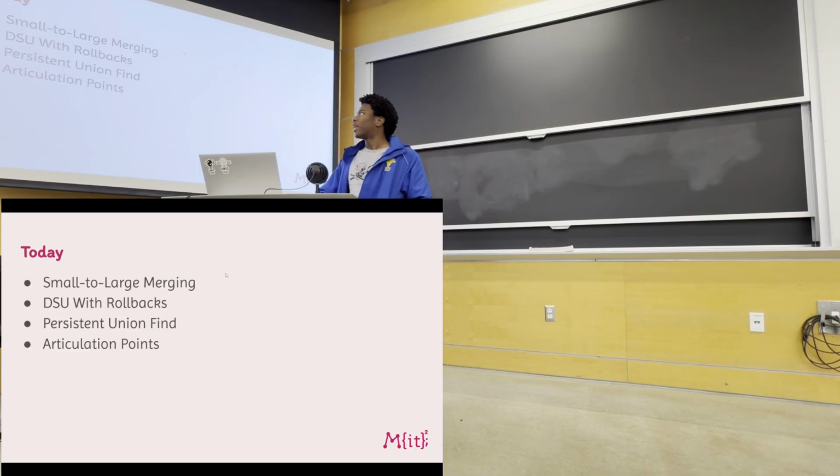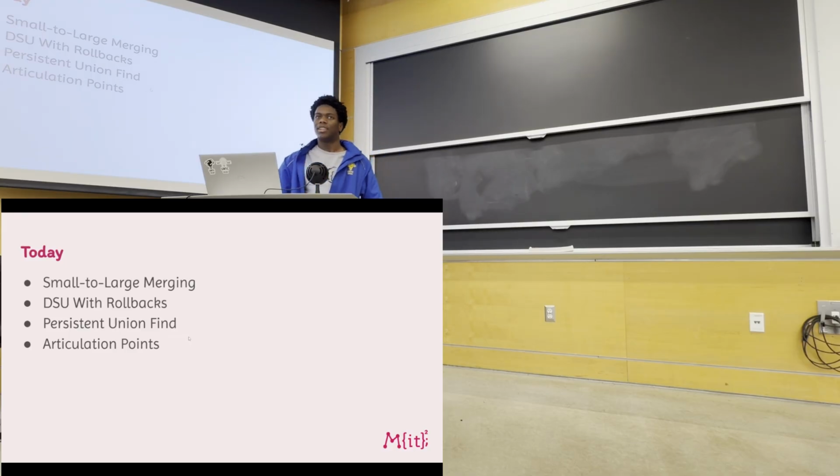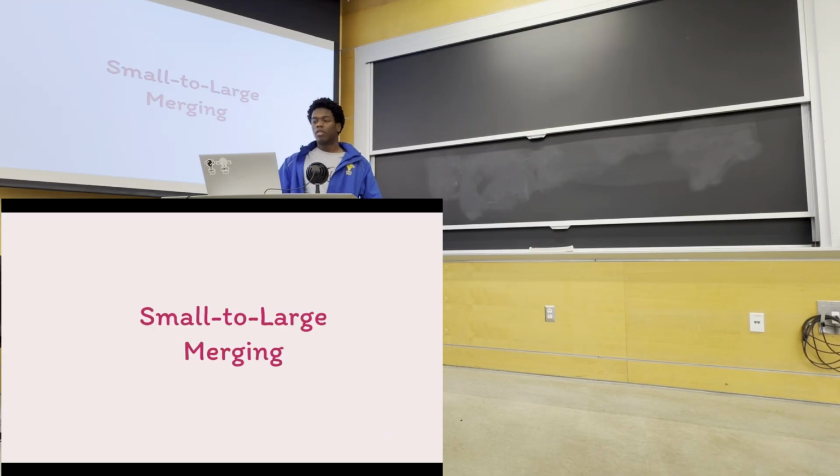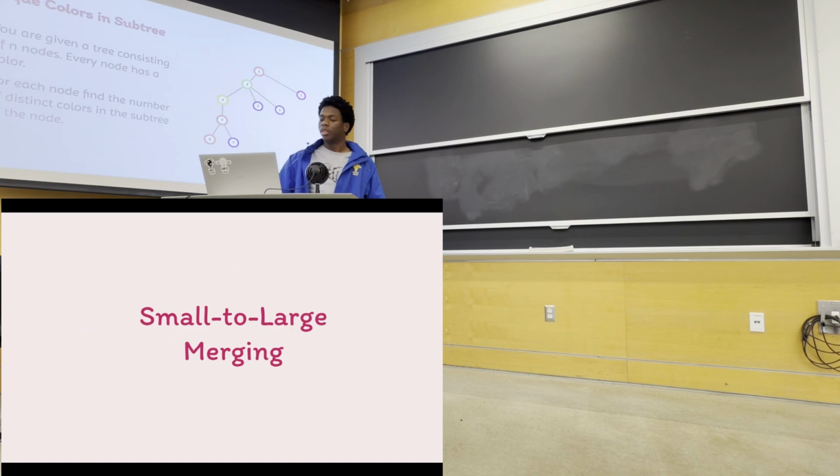We'll also look at extending the disjoint set union to allow for rollbacks. We will look at the application for that for the persistent union find, which I find particularly interesting. And then we'll also be introducing articulation points. So first we'll look into small to large merging.